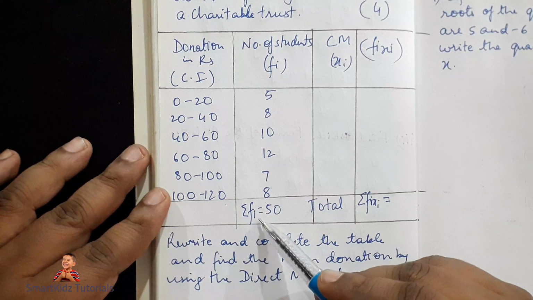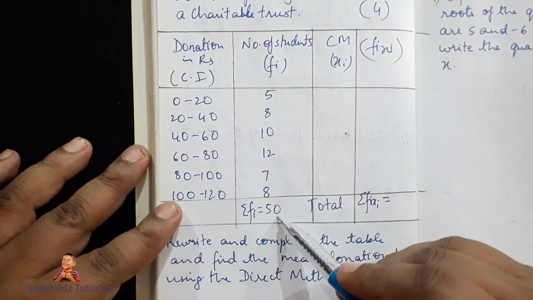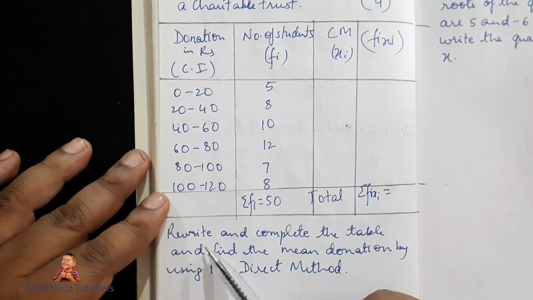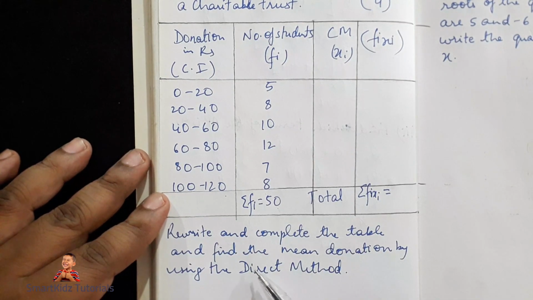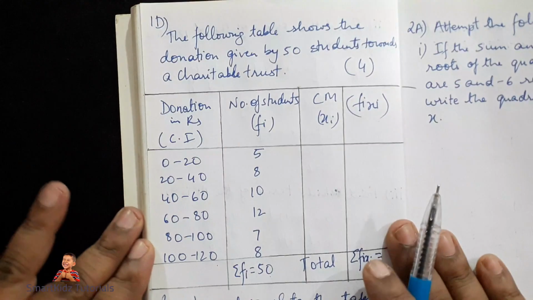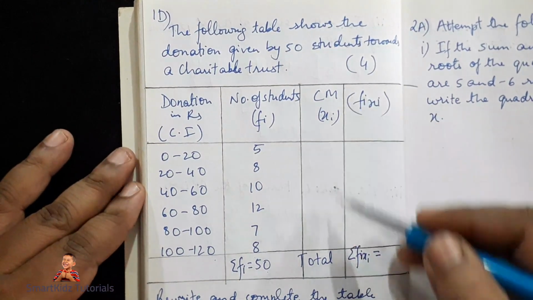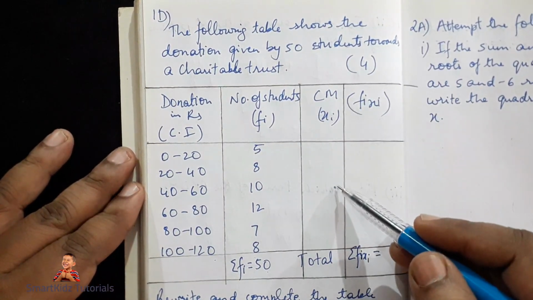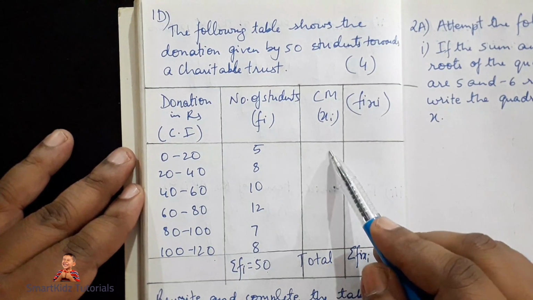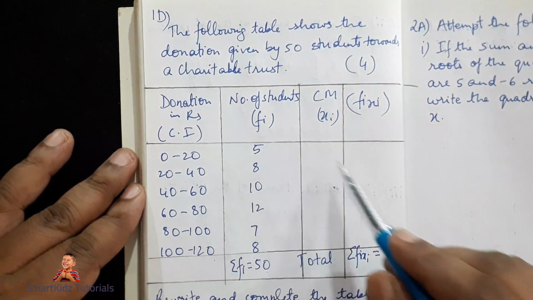We have been given the total of the frequency, which is 50, and we are asked to rewrite and complete the table and find the mean donation by using direct method. So for direct method, we need to find a class mark and then multiply the class mark into the respective frequency.